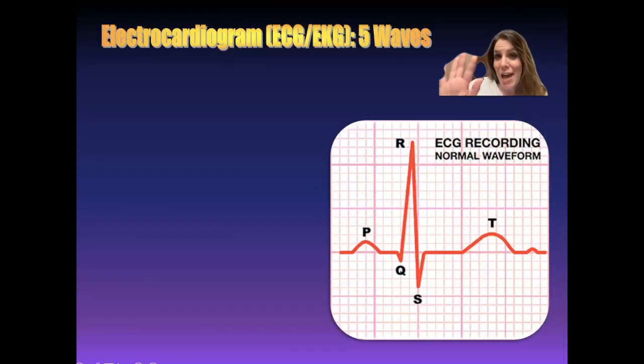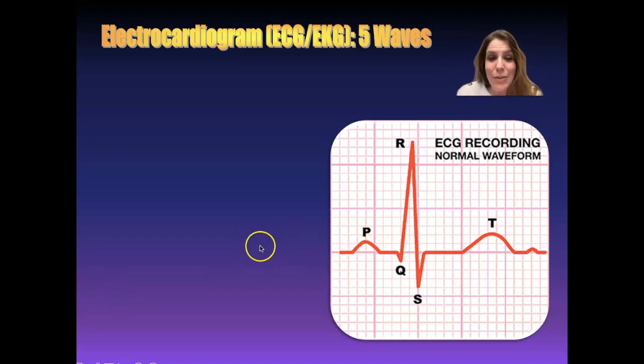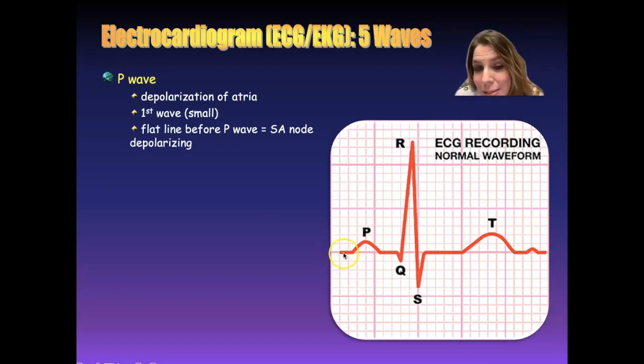Okay, so we're ready to talk about those 5 waves of an EKG. So let's get started with the first wave here called the P wave. Now, it should be noted that this little flat line right before you get to the P wave is when the SA node is actually depolarizing. So the sinoatrial node, SA node, remember, is in the upper right posterior atrium. And so when that depolarizes, which of course starts the whole thing, right? That produces a flat line, and then you get the depolarization of the atria themselves, which is happening during that P wave.